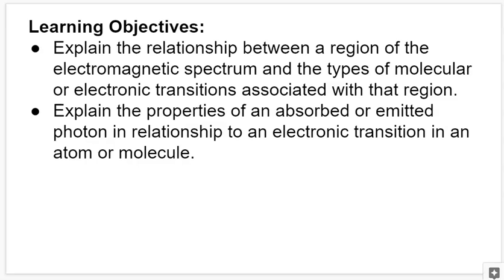So our learning objectives are to explain the relationship between a region of the electromagnetic spectrum and the types of molecular or electronic transitions associated with that region, and then to explain the properties of an absorbed or emitted photon in relationship to an electronic transition in an atom or molecule.